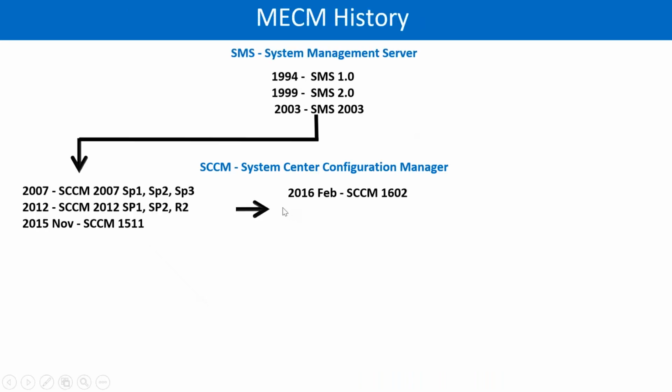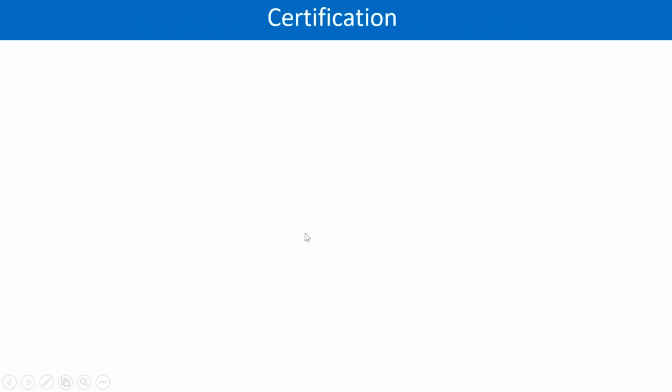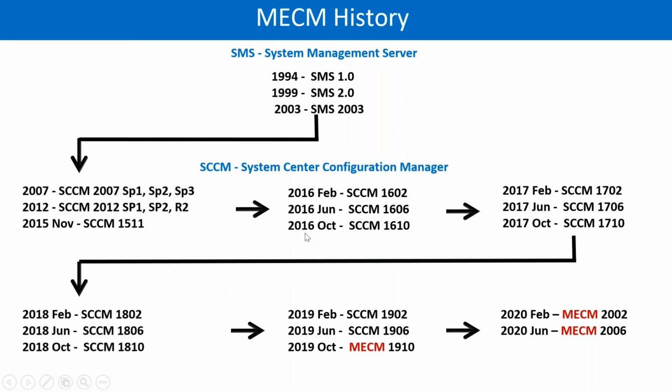Now, SCCM started in 1994. So this is the historical background of SCCM. SCCM started as SMS, System Management Server, in 1994 as SMS 1.0. Then SMS 2.0 in 1999, then SMS 2003 in the year 2003. Then Microsoft changed the name from SMS to SCCM in 2007. In 2007, they released SCCM 2007, then 2012, and then 1511. So they are now using year and month. Suppose they are releasing in November, so now 1511: 15 is 2015, 11 is November.